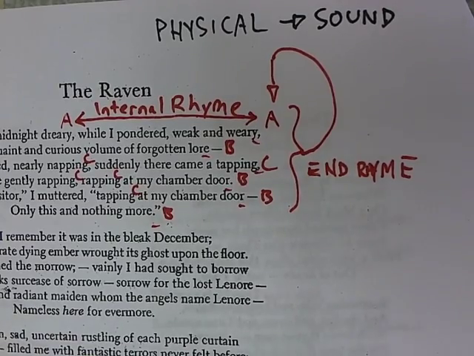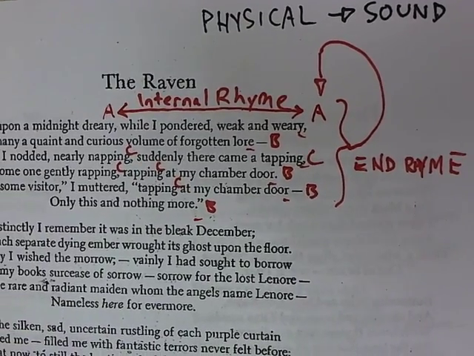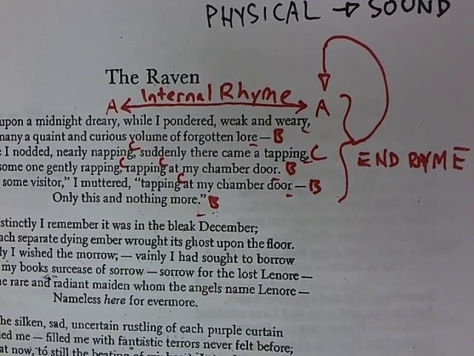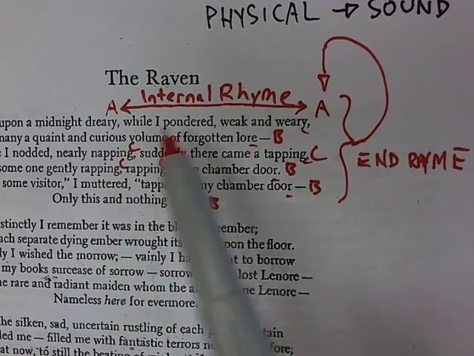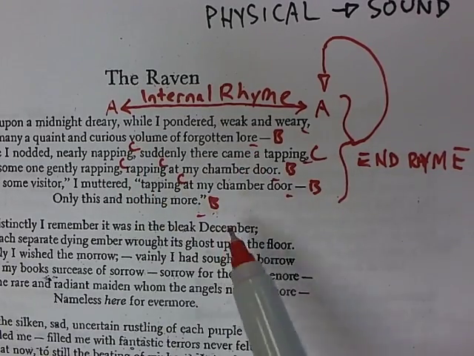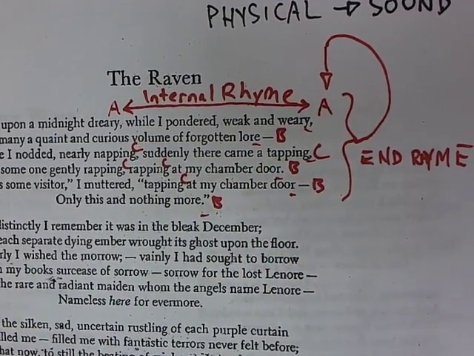So we have end rhyme and we have internal rhyme. I think more accurate for this one, because I'll give you a hint, it does use internal rhyme a lot, so instead we would talk more about something like A, B, C, C, C, C, B, C, B, B, and it starts to get a bit complicated.